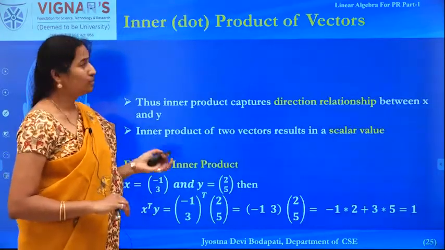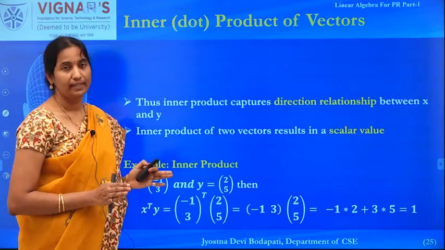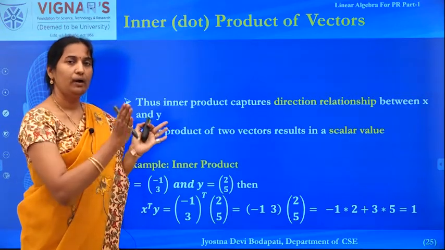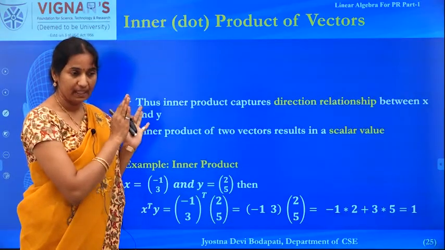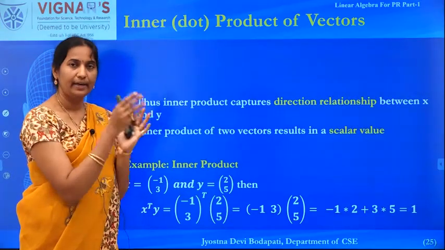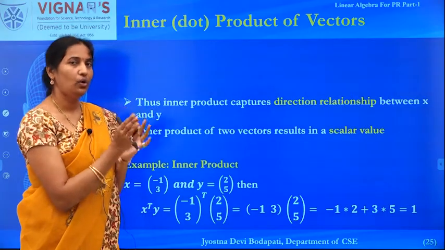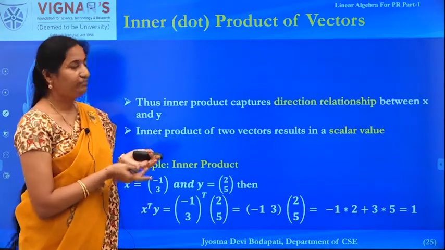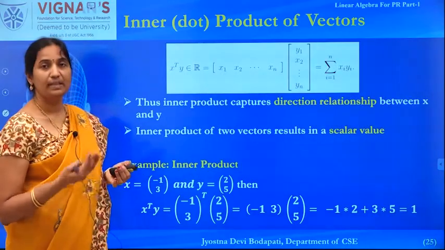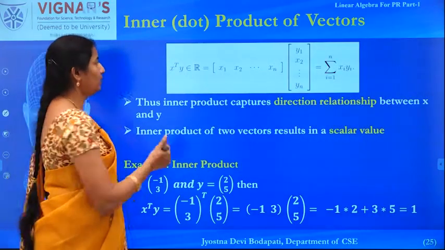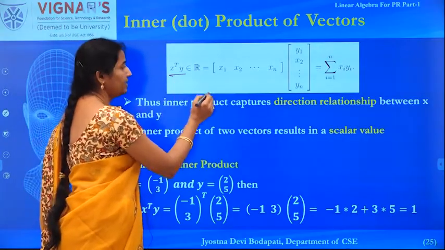Now let's see, what is the inner product of the vectors? So far we have seen how to multiply a scalar with a vector and a matrix with a vector. So now how do we multiply two different vectors? Given x and y as the vectors, how do we multiply them? Consider x and y as two vectors.